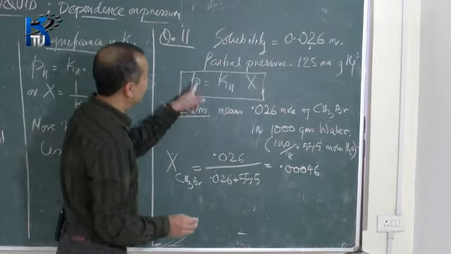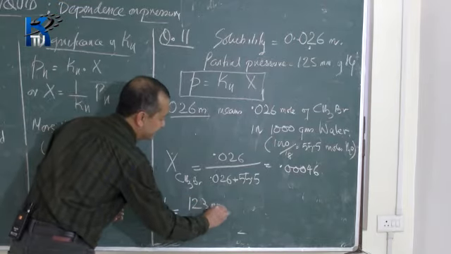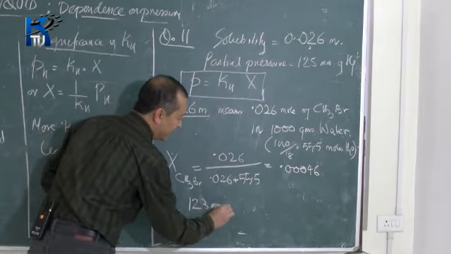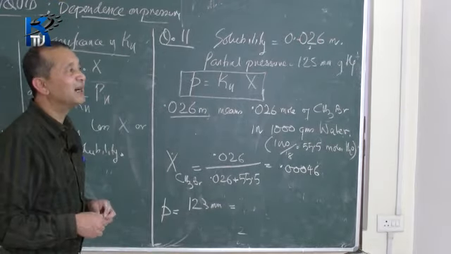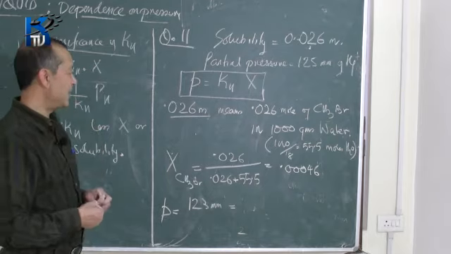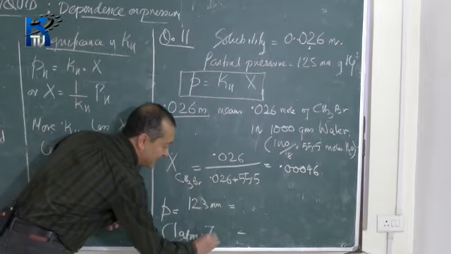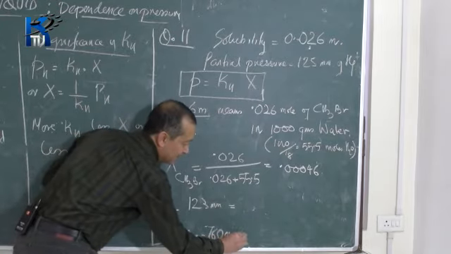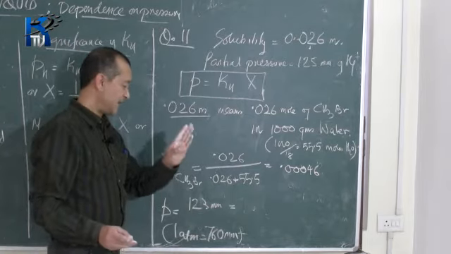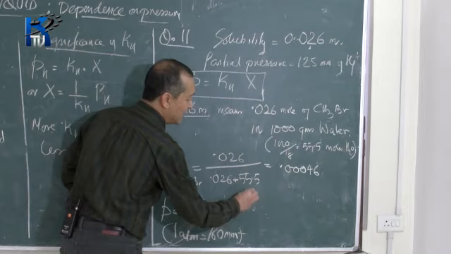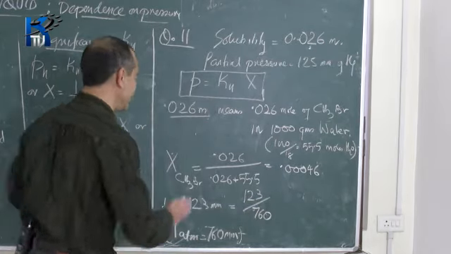Next is P. What is the value of P? The value of P is 123 millimeter of mercury. Now, the question tells us to find the answer in atmospheric units. 1 atmosphere is equal to 760 millimeter of mercury. So if you want to convert millimeter of mercury to atmosphere, you divide by 760. So it will be 123 divided by 760. Let's solve this also.